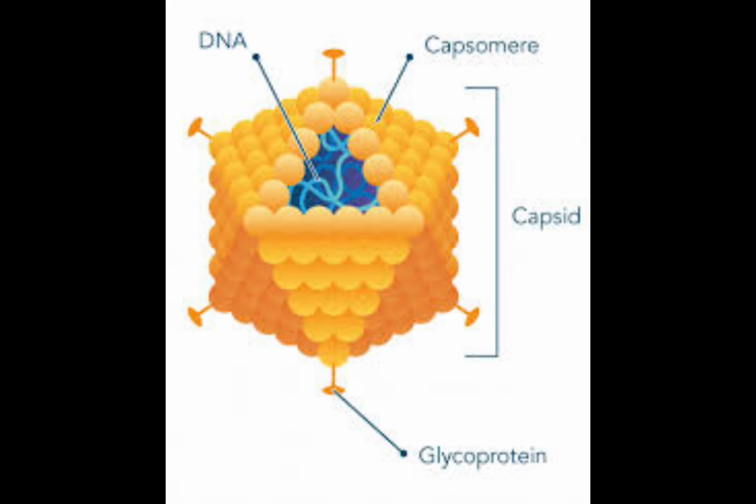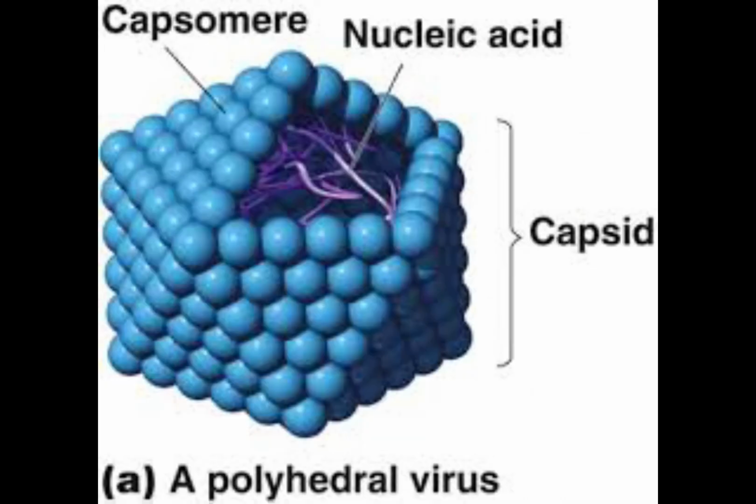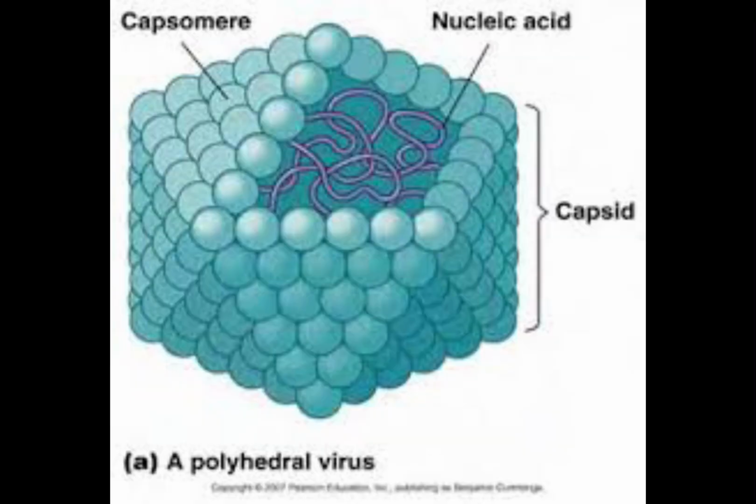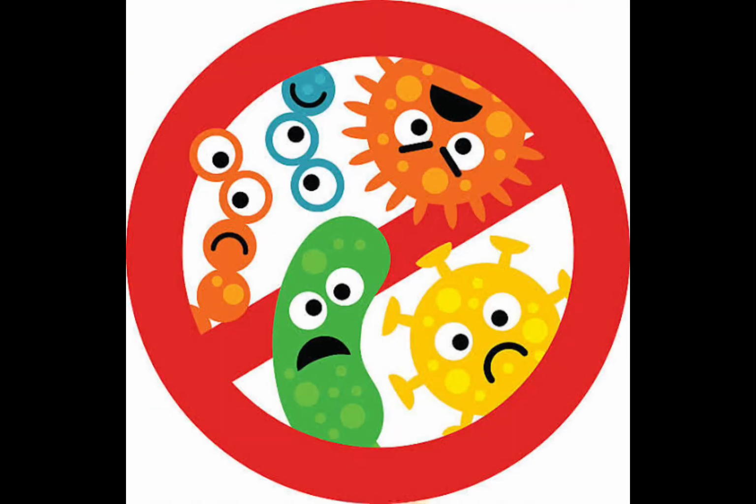Now the fourth one, which is the polyhedral viruses, which consist of a nucleic acid surrounded by a polyhedral, which means many-sided shell or capsid, usually in the form of an icosahedron. An icosahedral virus is a virus consisting of identical subunits that make up equilateral triangles. Now let's talk about the viral ways of infection.